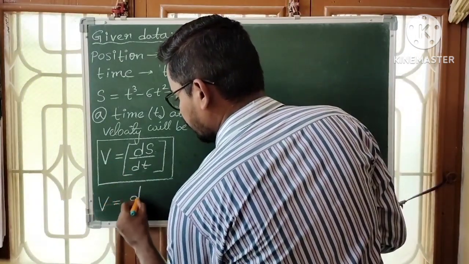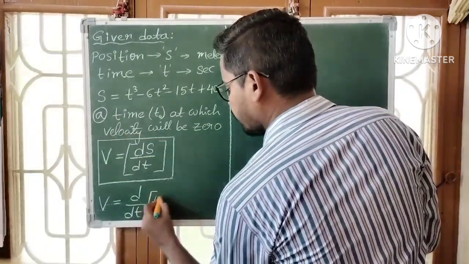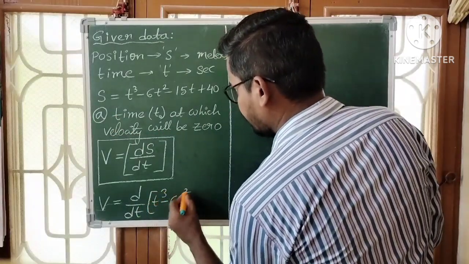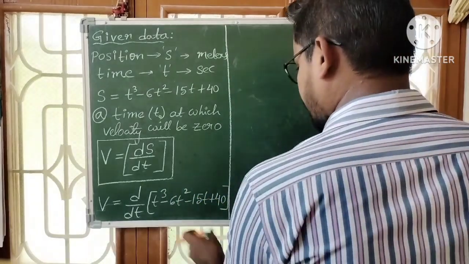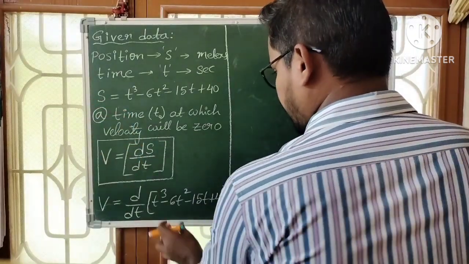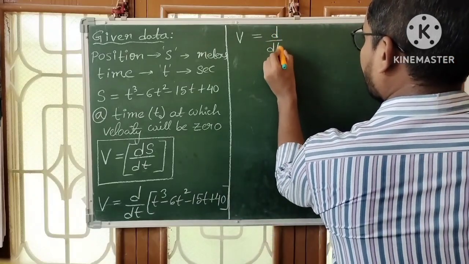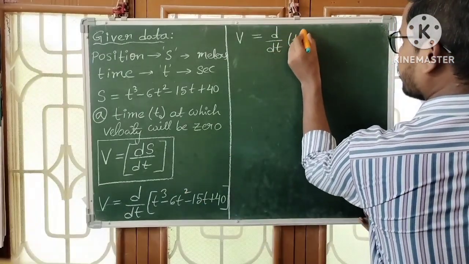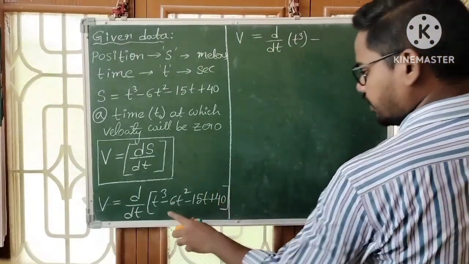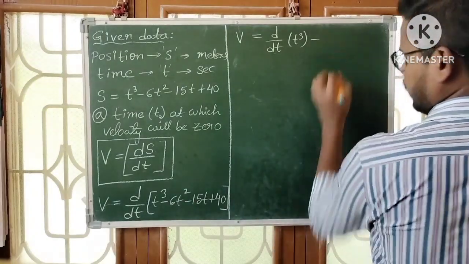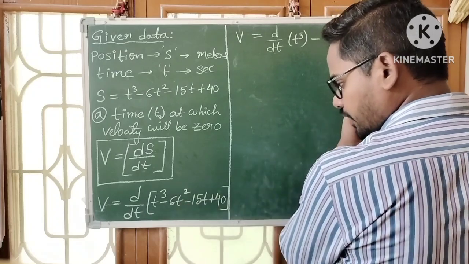Now v is equal to d by dt of s, where s is t cubed minus 6t squared minus 15t plus 40. This is the expression for position. Now find the derivative of this expression. Just distribute d by dt, like the distributive property: d by dt of t cubed minus, here 6 is a constant and t is a variable, 6t squared.